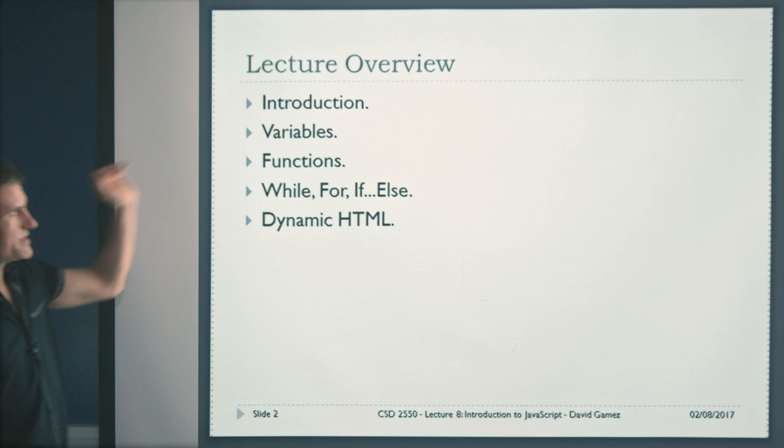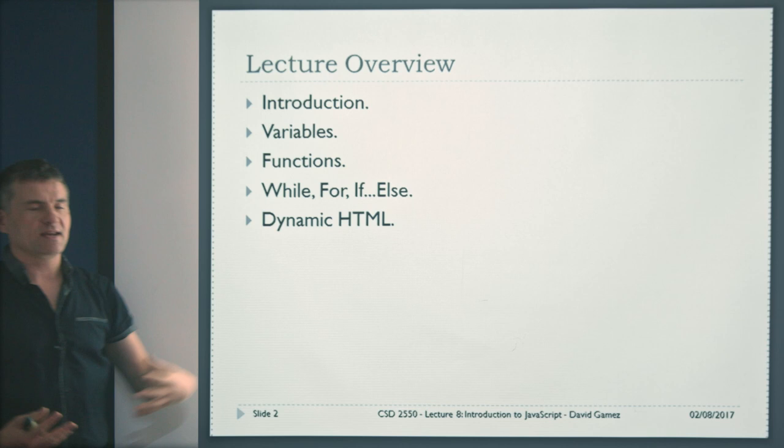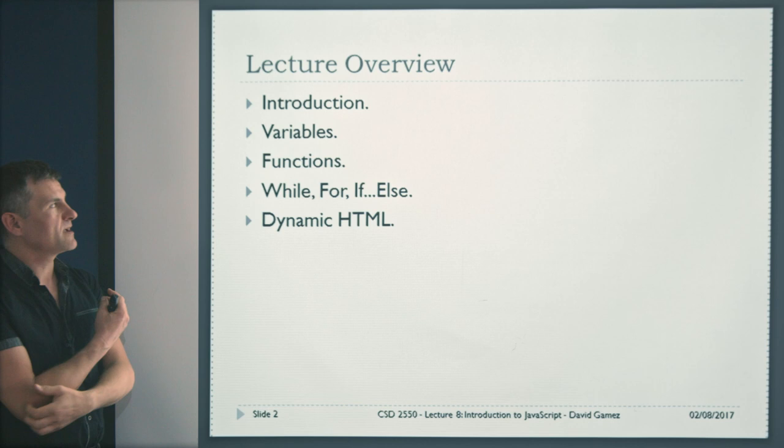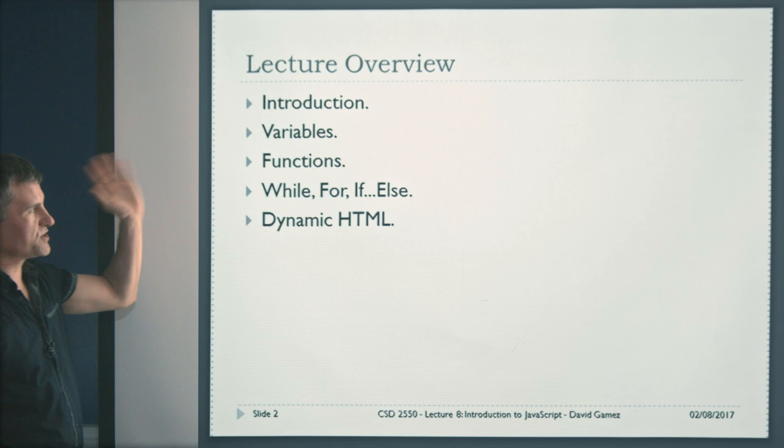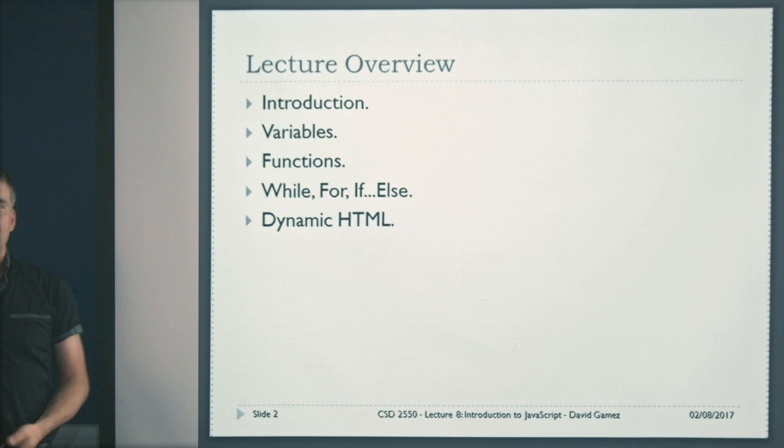Then I'm going to try and explain as clearly as I can how variables work in JavaScript, because I realize that for some people this can be confusing, so I want to make it as clear and explicit as possible. Next, I'm going to talk about functions in JavaScript, and then while, for, if, else kind of functionality in JavaScript. And then at the end, I'll just give you a little taster of what it means to do some dynamic HTML.